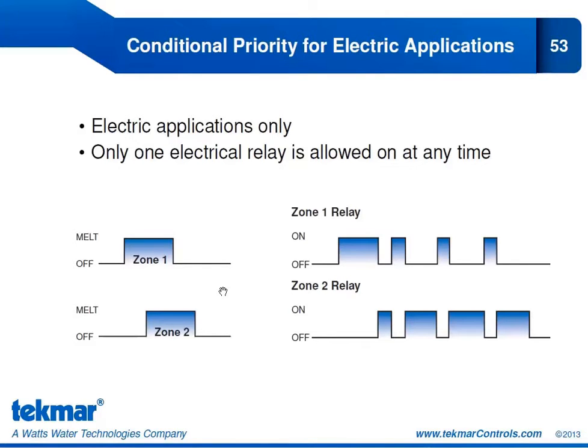So if you aren't worried about limiting the on time of your electrical relays, then you can select the priority of none. If you are worried and you want to do zone by zone, then you can select priority of full.